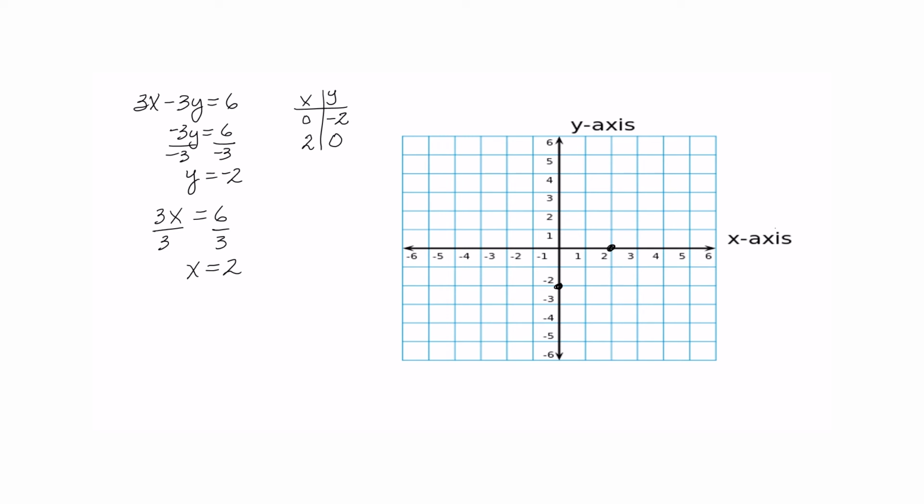Now you'll notice that both of these points lie on the axes. One of the points lies on the x-axis, and one of the points lies on the y-axis. That means that we are, in fact, graphing the intercepts of this line by graphing where this line intersects the axes. So there's our graph.